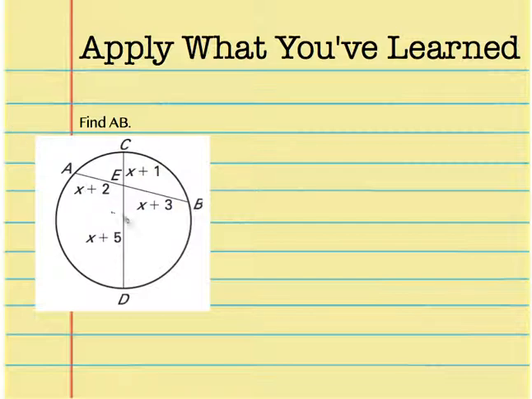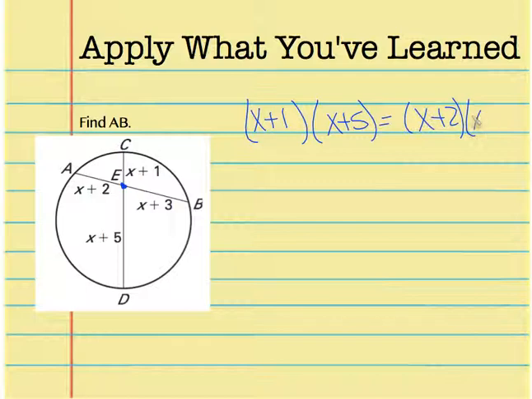Okay, now this one is a little bit trickier. It's still part times part, but you're going to have to use FOIL or double distribution, which is not difficult. I think you can do it. So we have x plus 1 times x plus 5. Those are the two parts on segment CD. And the other two parts are x plus 2 and x plus 3. So double distribute means you distribute the x to each one of these, and then this number to each one of these.